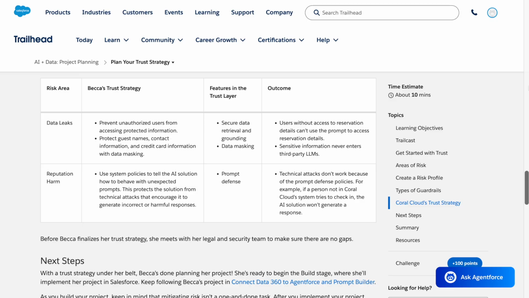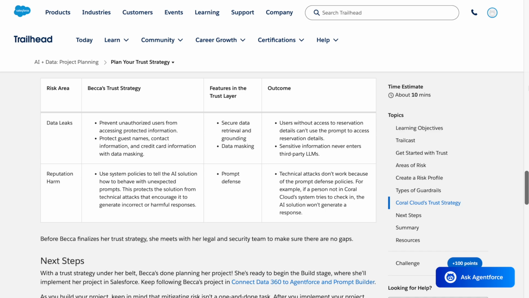Risk area, reputation harm. Becca's trust strategy. Use system policies to tell the AI solution how to behave with unexpected prompts. This protects the solution from technical attacks that encourage it to generate incorrect or harmful responses. Features in the trust layer, prompt defense. Outcome. Technical attacks don't work because of the prompt defense policies. For example, if a person not in Coral Cloud's system tries to check in, the AI solution won't generate a response.